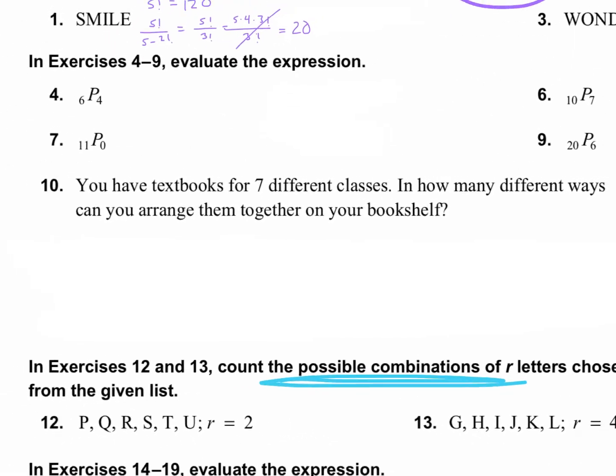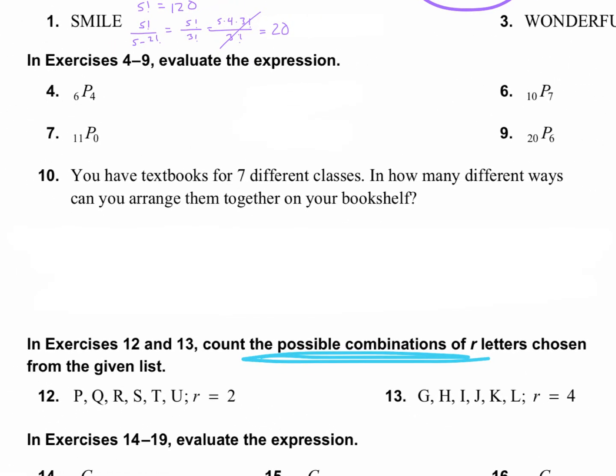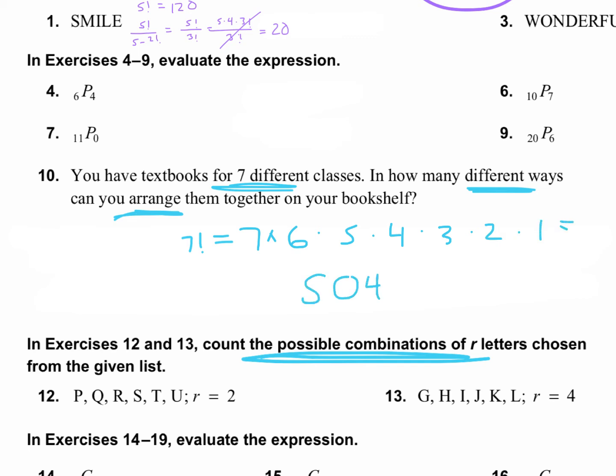So for number 10, you have textbooks for 7 different classes, and how many different ways can you arrange them together on your bookshelf? So it says different and arrange. So we know we're going to use permutations, and we have 7 different textbooks, and we're arranging all of the textbooks. So this would just be 7 factorial. So it'd be 7 times 6 times 5 times 4 times 3 times 2 times 1, which is 5,040.